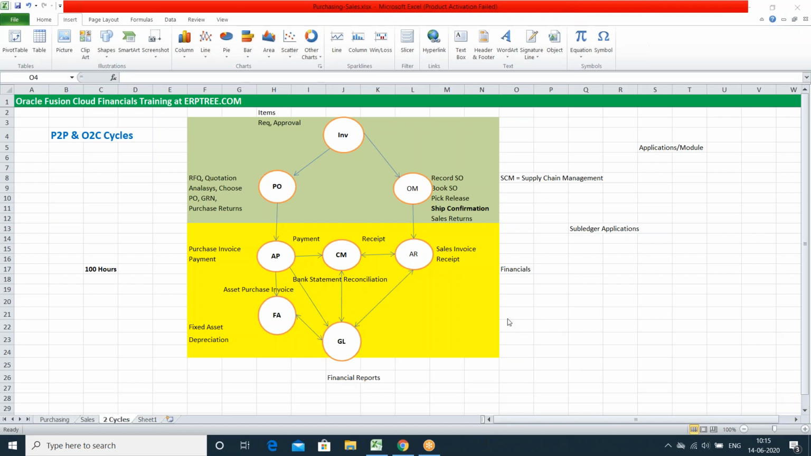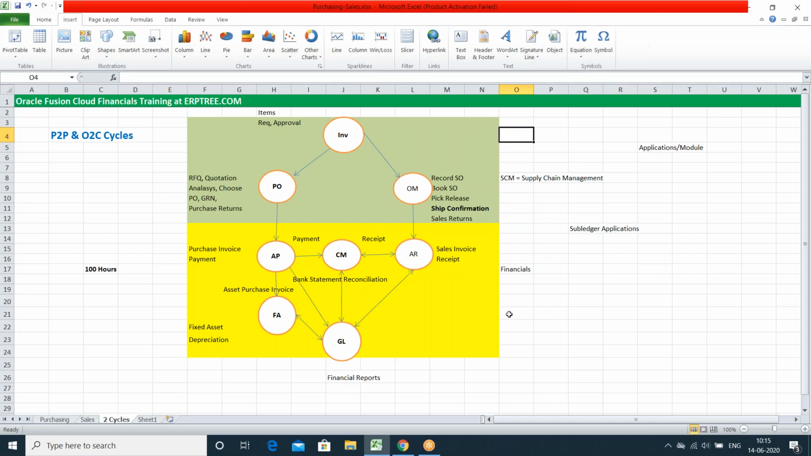That is the reason I'm not talking about it. But if you talk about application point of view, first I'll start with the AP. Okay, after AP, P2P cycle. After P2P cycle, ER. After ER, O2C cycle. After that, cash management. Then fixed assets, GL. That's how we'll cover. Okay, thank you.